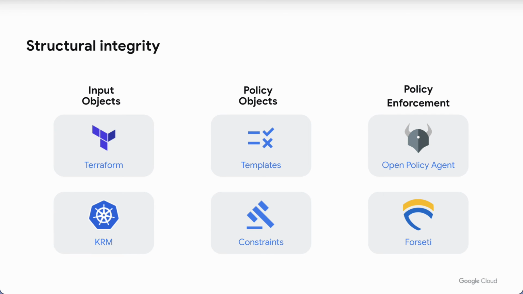And so when you think through this, if you follow the Terraform path, there we're going to have some policy objects, and we're probably going to use either Open Policy Agent or Forseti, which is a tool from Google Cloud, to enforce those policies. And the same approach makes sense with KRM. We have policy templates and constraints, and then we either enforce those using Open Policy Agent or Forseti. It just depends on which tool you pick.